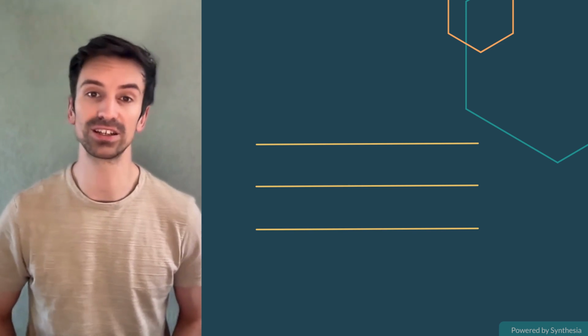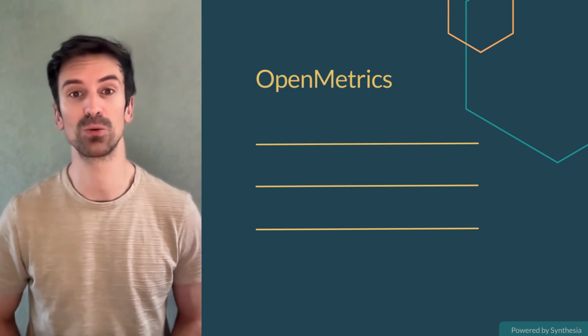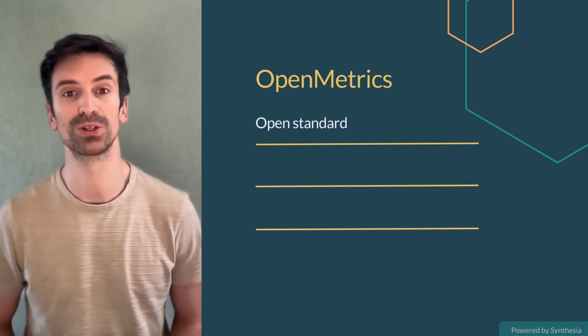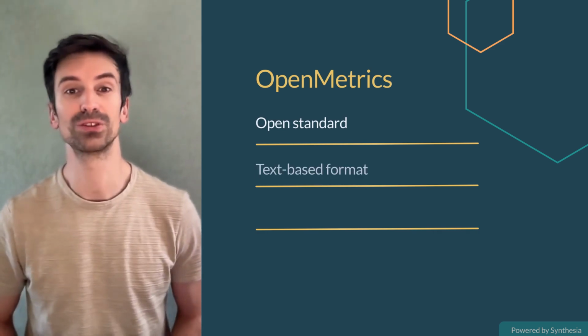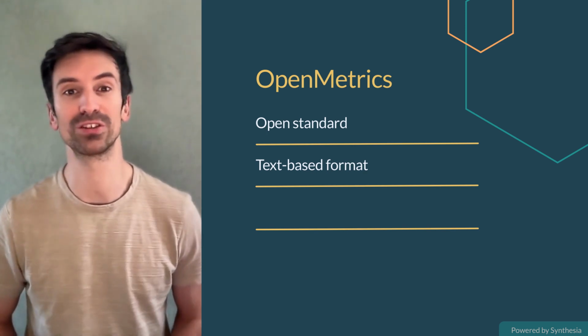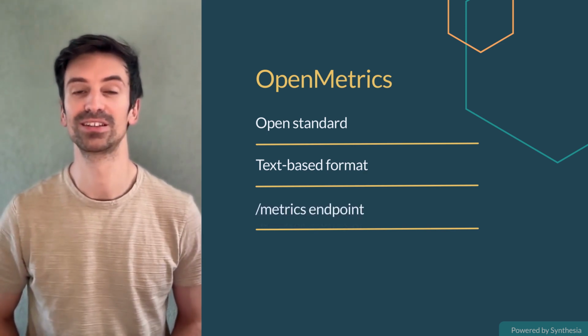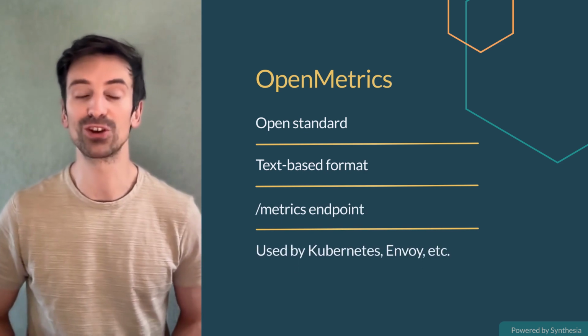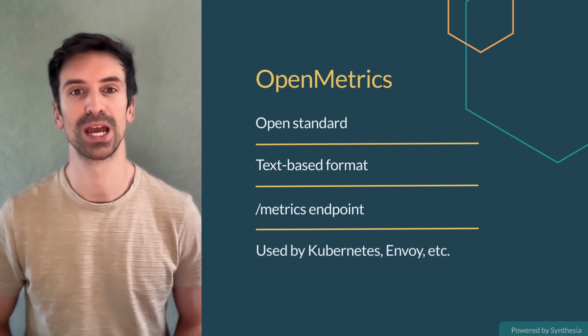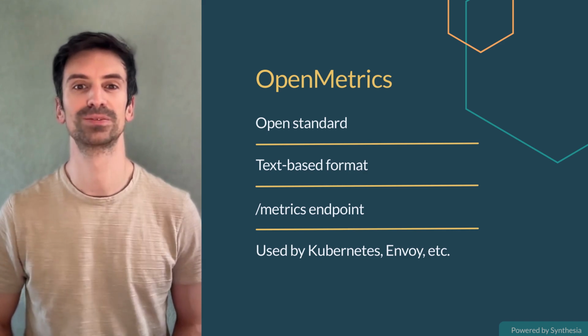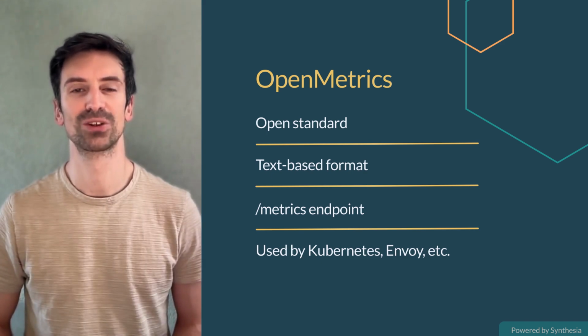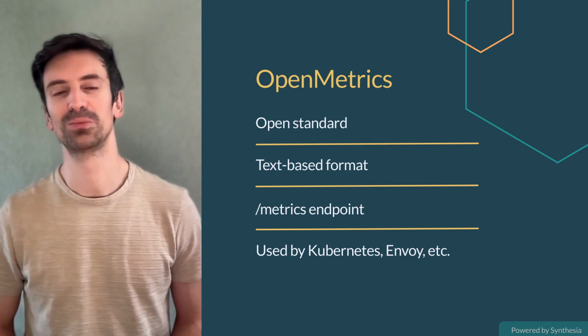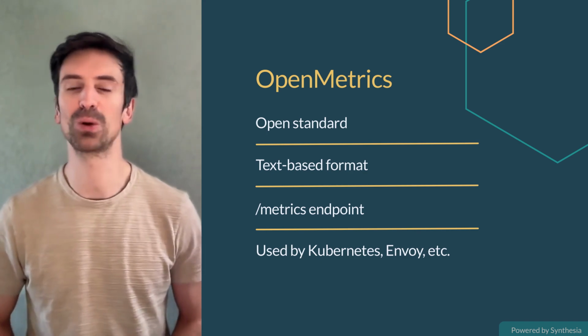But before getting started, what is OpenMetrics? OpenMetrics is the open standard that Prometheus helped pioneer. It's a simple text-based format that apps can use to expose their metrics on a /metrics endpoint. Tools like Kubernetes and Envoy use this by default. It's becoming the de facto way to share metrics in open systems. And the good news is, Datadog can ingest OpenMetrics. But before you turn it on, there's something important to understand.